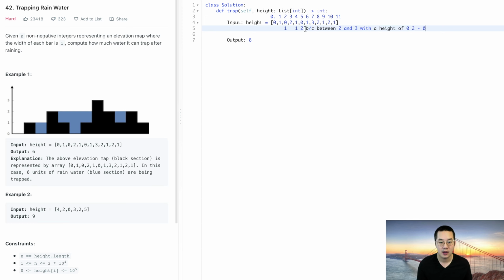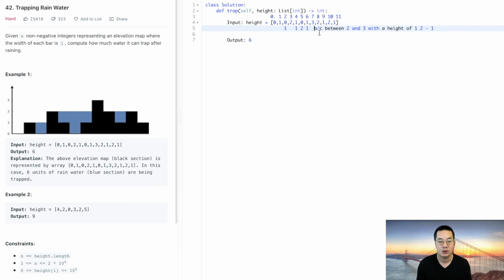Let's keep going. Let's see what the next spot is. Next spot is 1, between 2 and 3. We have a height of 1, and therefore we have 2 minus 1. Okay, because the height of 1 is between 2 and 3. Now, 3 is a very tippy top, so it gets 0. Same for this one. It's a tippy top between these two.